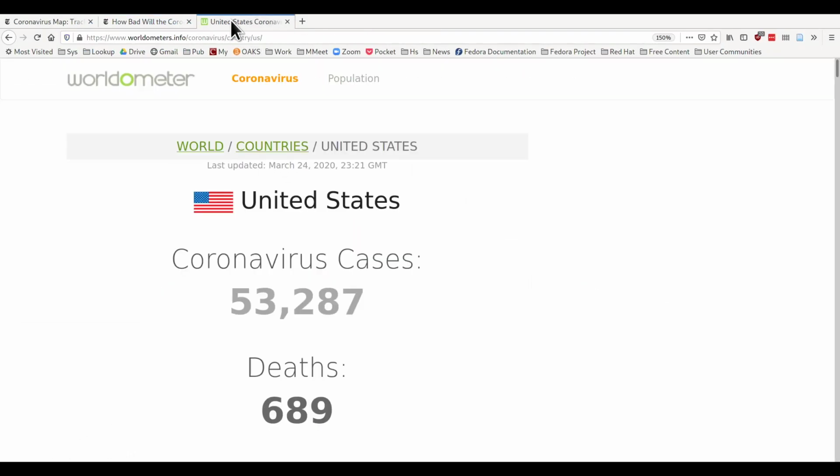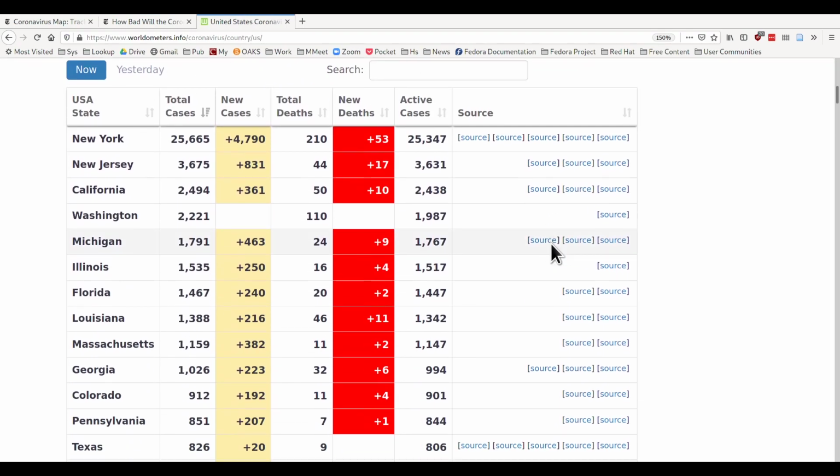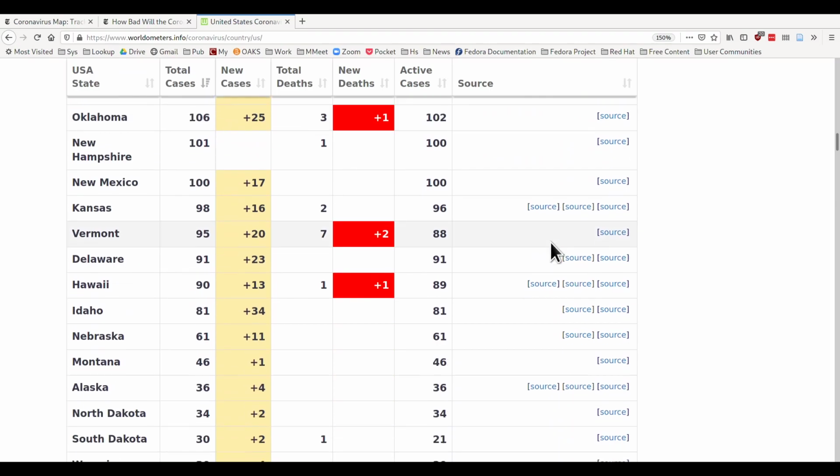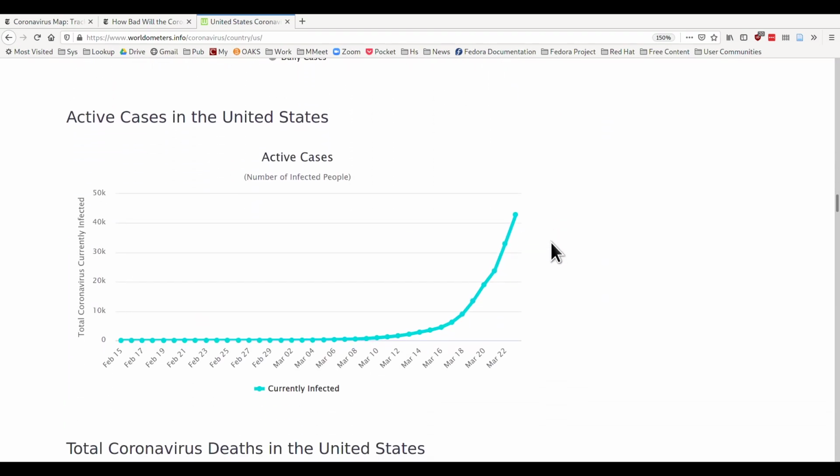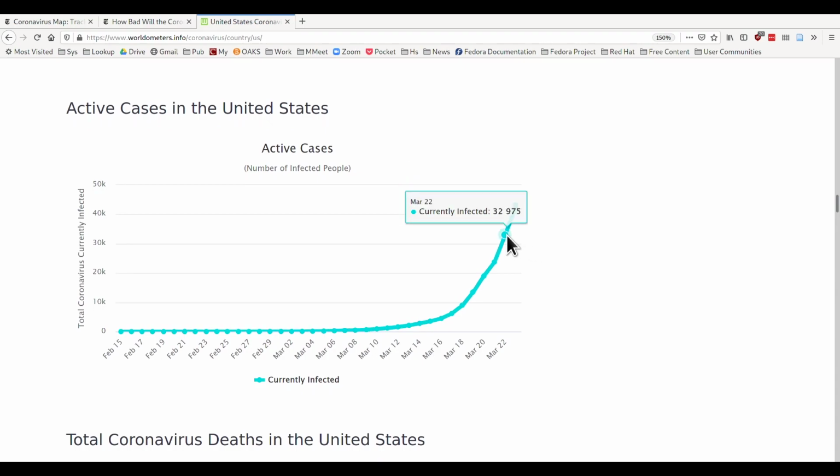So let me show you where that came from. So here's my web browser. This is the Worldometer, and if you go down here, there's several charts. What I'm looking for is active cases, and this was the number that I used for March 21st, and there's March 5th. And you can see that they've added a few new points since then, but the trend is roughly the same.